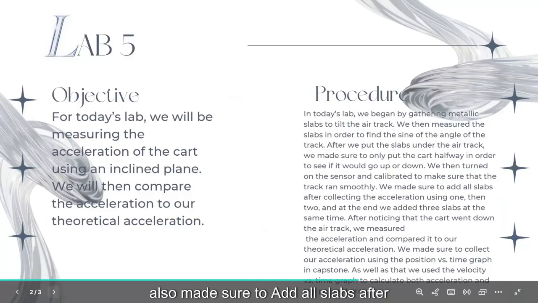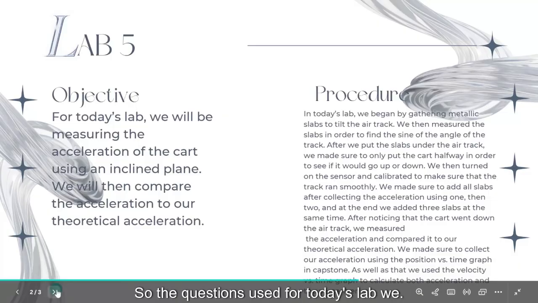We also made sure to add slabs after collecting the acceleration using 1, then 2, and at the end we added all 3 slabs at the same time. After noticing that the cart went down the air track, we measured the acceleration and compared it to our theoretical acceleration. We collected our acceleration using the position versus time graph in Capstone, and we used the velocity versus time graph to calculate both acceleration and the percent error.